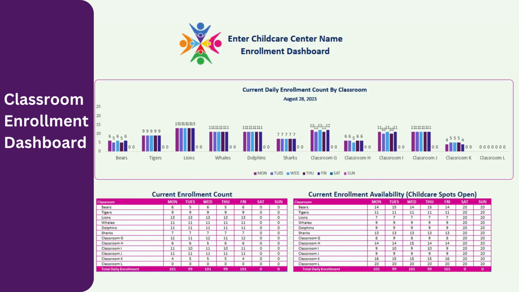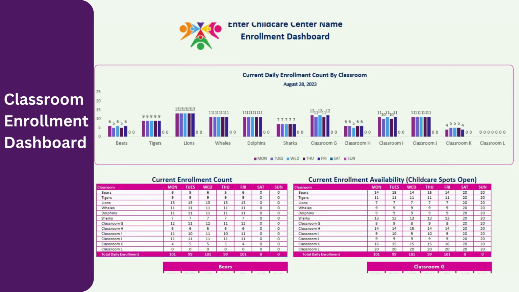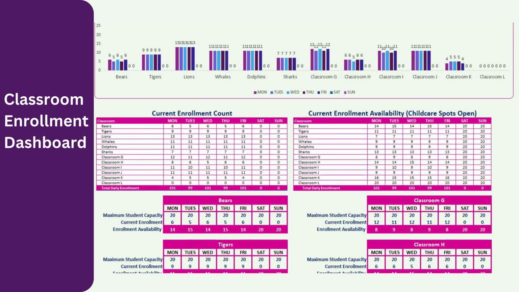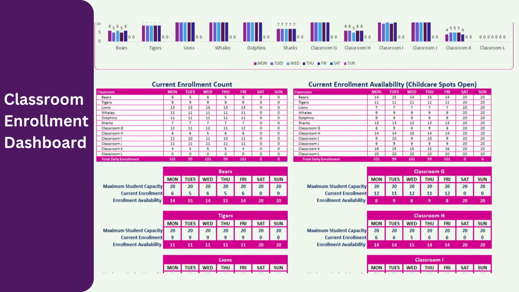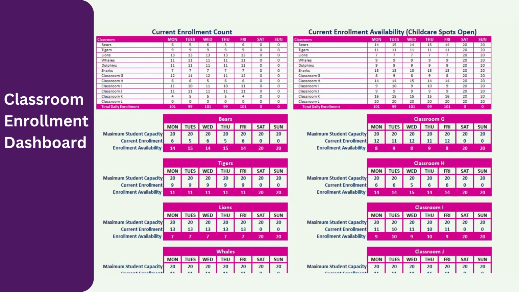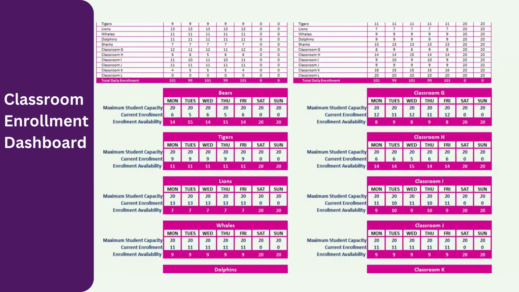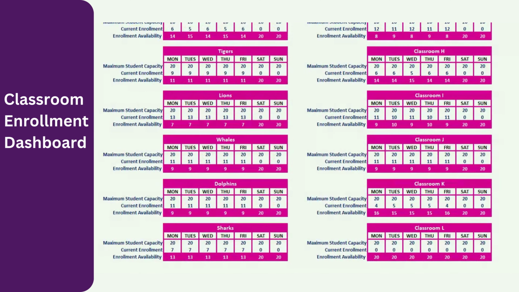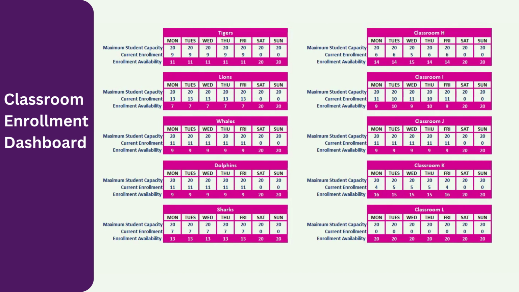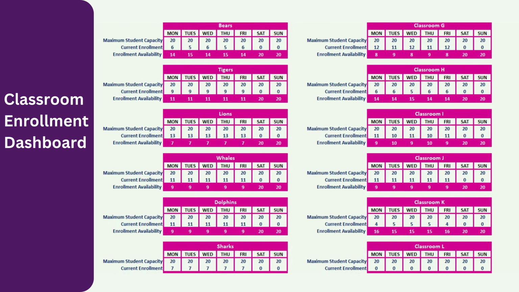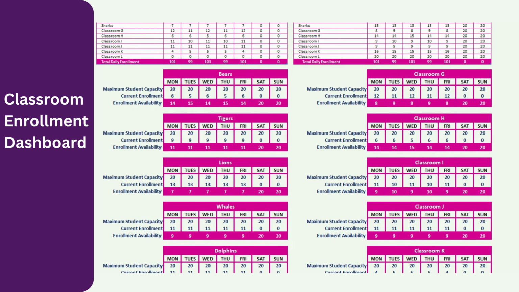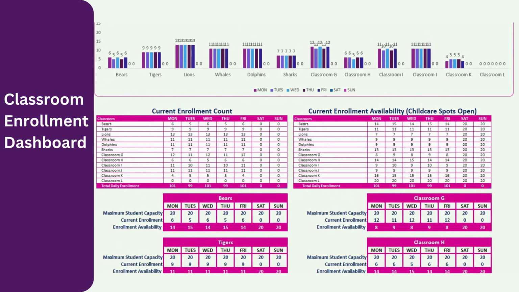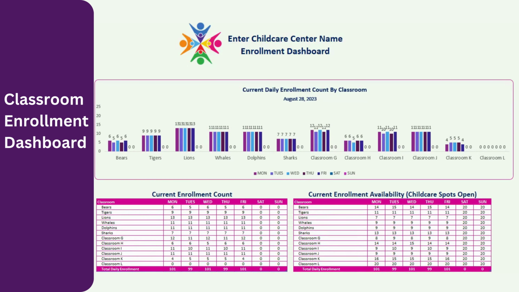The real power of the Child Care Enrollment Tracker lies in its classroom enrollment dashboard, where you'll find dynamic reports and visually appealing graphs. These tools offer a comprehensive overview of total enrollment by classrooms, enabling you to identify trends, forecast future needs, and make data driven decisions. The dashboard provides valuable insights into enrollment availability, helping you effectively manage capacity and optimize resource allocation.